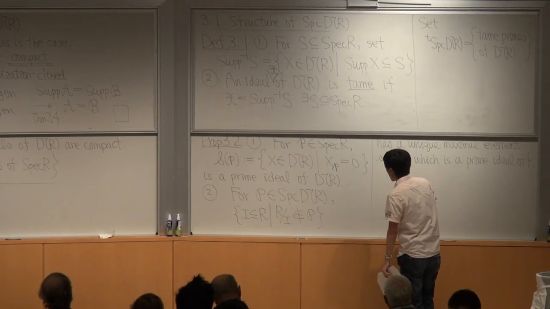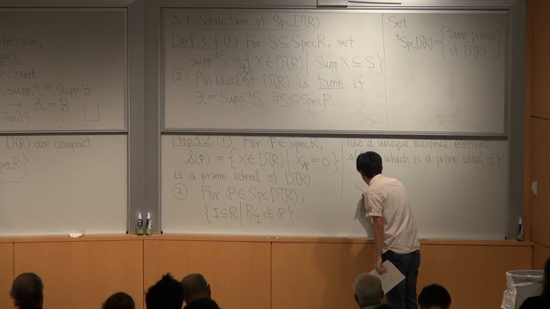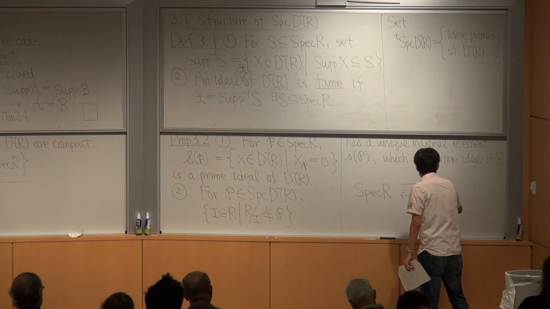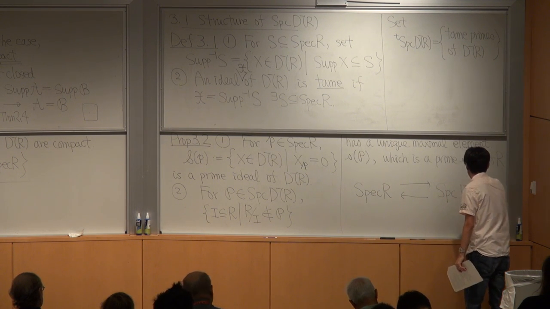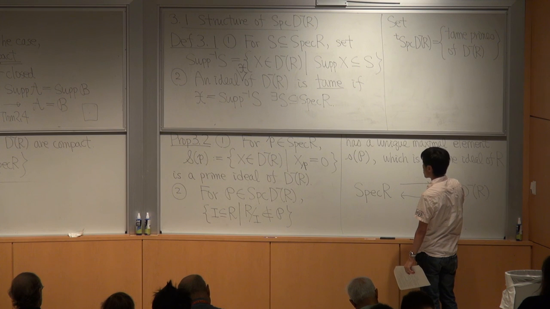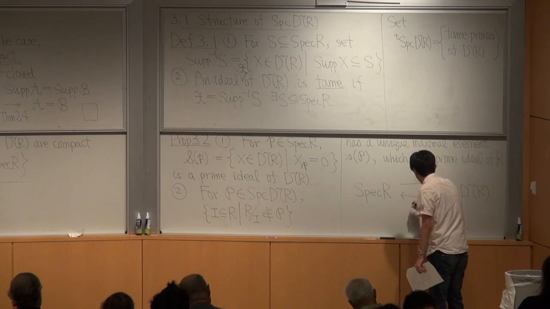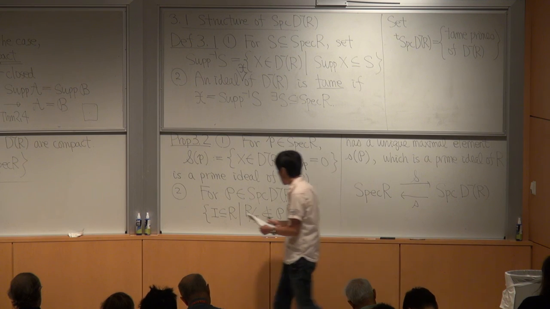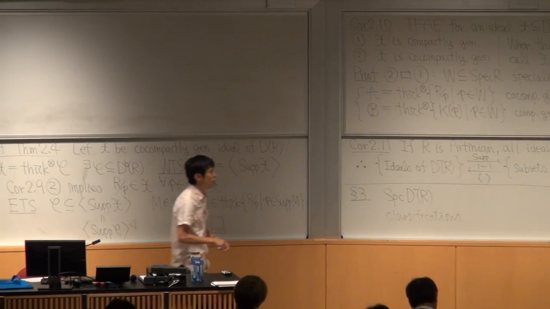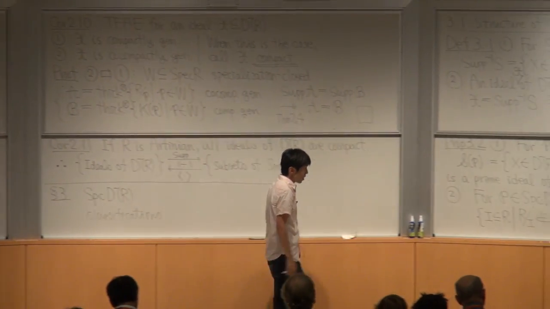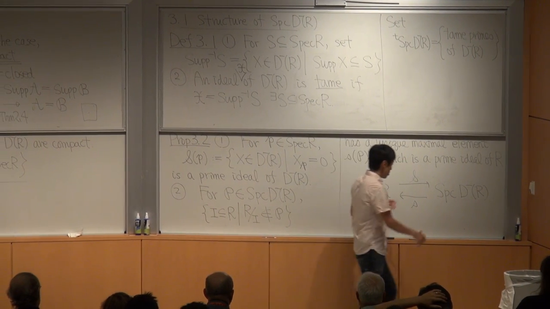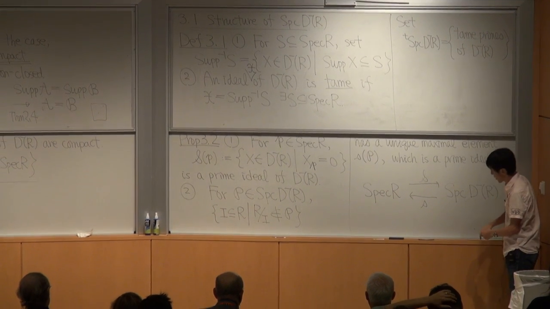So now we have the following correspondence between Spec R and the Balmer spectrum of D^-(R). From Spec R to Spc, we get large S, and this is small s. So we have this pair of maps between Spec R and the Balmer spectrum. Tomorrow I will explain the structure of these two maps and consider the structure of Spc of D^-(R). Okay, so I stop now.